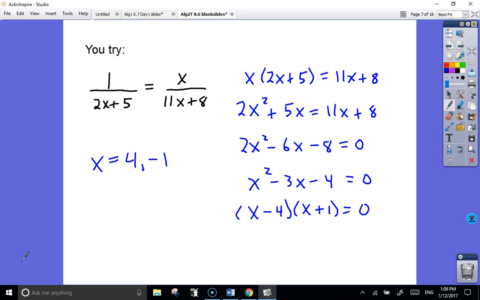I mean, you could actually look at this equation at the very beginning and say, look, the only possible extraneous solutions are the zeros of the denominator. So negative 5 halves, negative 8 elevenths. So if you don't get those as your answers, then you don't have any extraneous solutions.